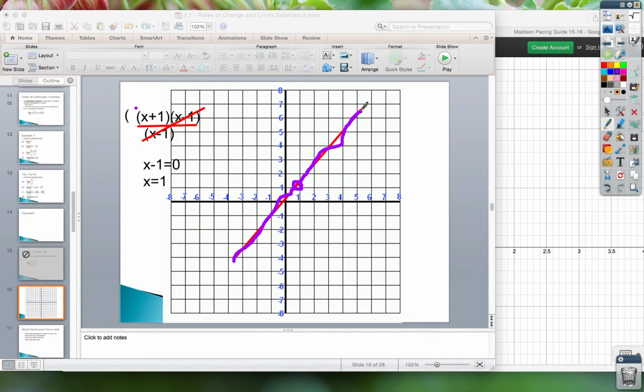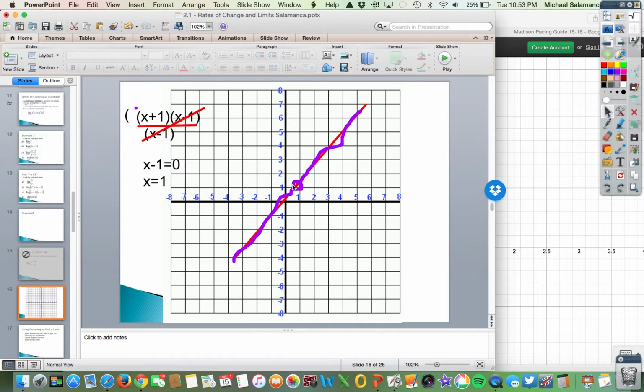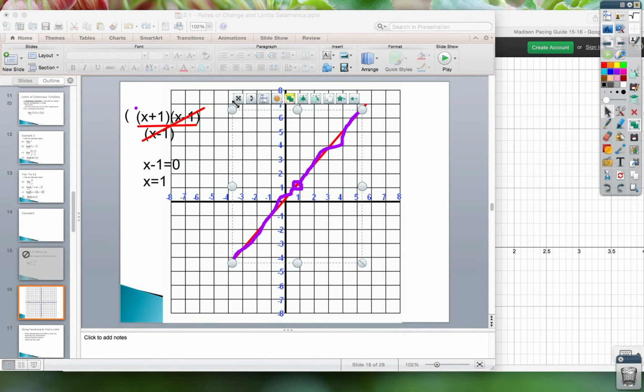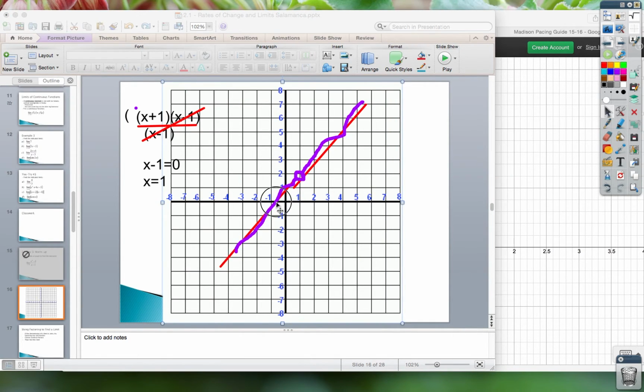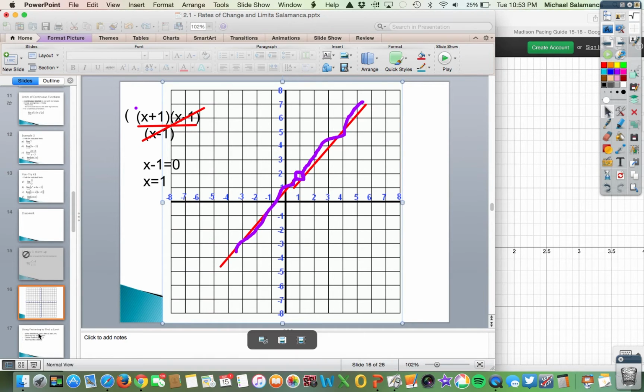So you'll notice, other than my diagonal line or my not so straight line, that this line is straight. However, there is a hole. Let me adjust this because this line should be higher. There is a hole where x equals 1. And that's the point where that graph is not continuous. However, it does have a limit. So let's look at the next slide.